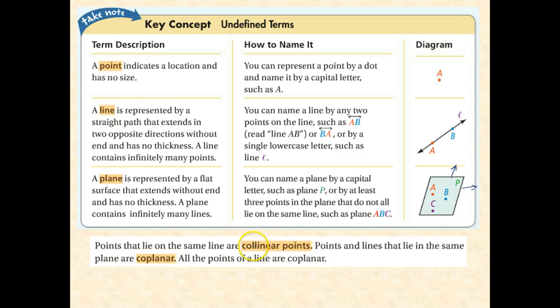Points that lie on the same line are collinear points, and points and lines that lie in the same plane are called coplanar. So these points A, B, and C, we would call those coplanar. But all 3 of them are not collinear because you cannot draw one line through them.